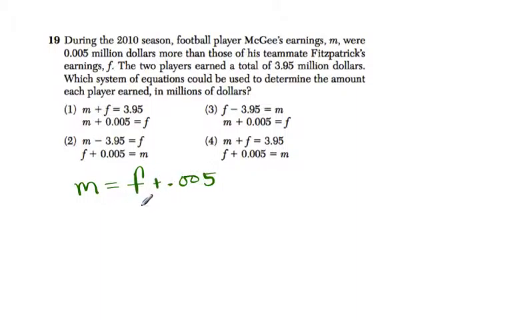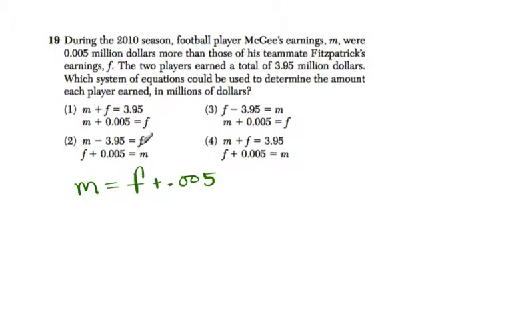And again, I can only set them equal to each other if I add this amount to the player that made less, Fitzpatrick. If I add the 0.005 on the left-hand side over here to McGee, he already made more, and then I'm adding an additional amount. How could I set them equal to each other there? An alternative, which would work, I could do m minus 0.005. That would also state equivalence. But for now, we could leave it like that. So two options there.